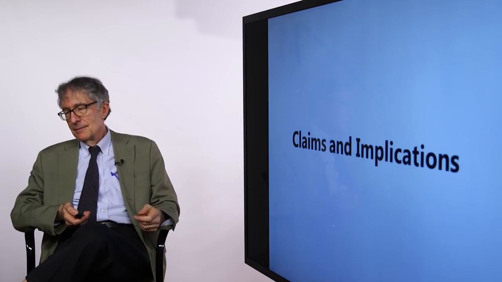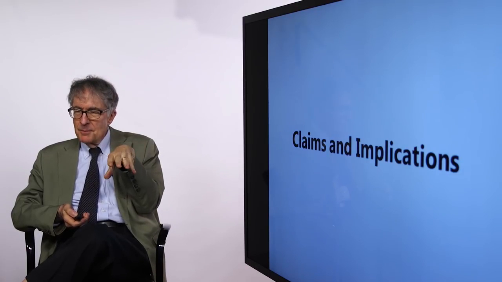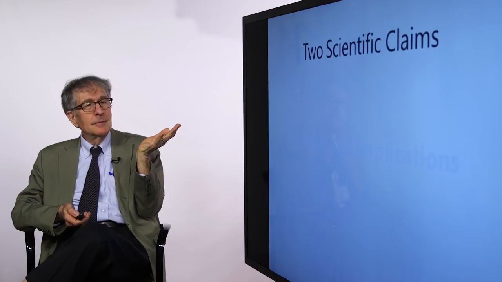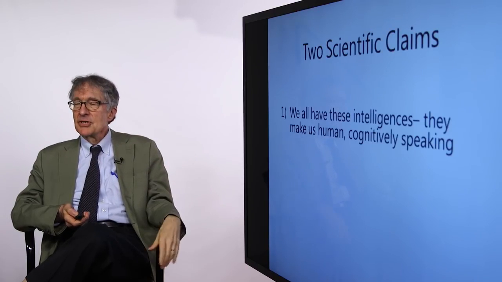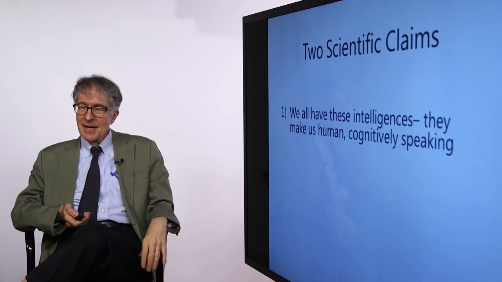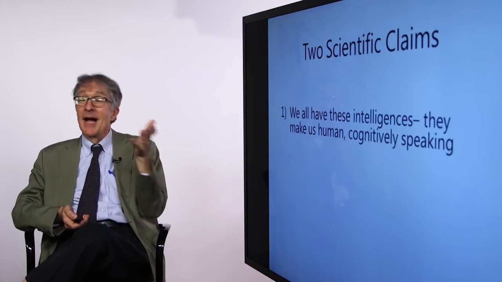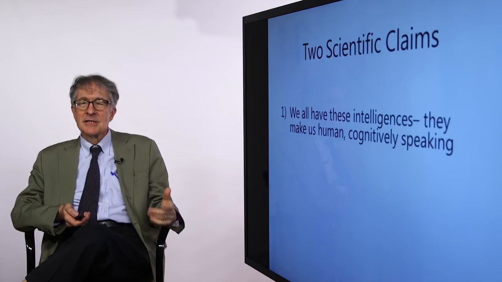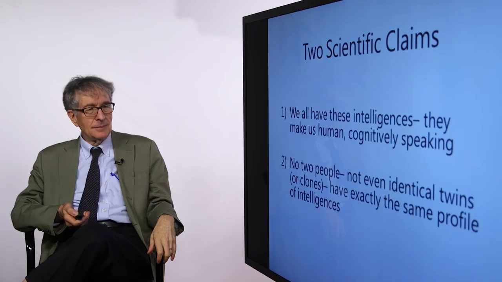So that's the theory. Not one computer, not one intelligence, but a bunch of computers. We've got them all. All of us have these intelligences. That's what makes us humans, cognitively speaking. So as I joked, rats might have more spatial intelligence, birds might have more musical intelligence, but we're the species that has these 8 or 9 or 10 different intelligences. That's what makes us human. We've got those computers.